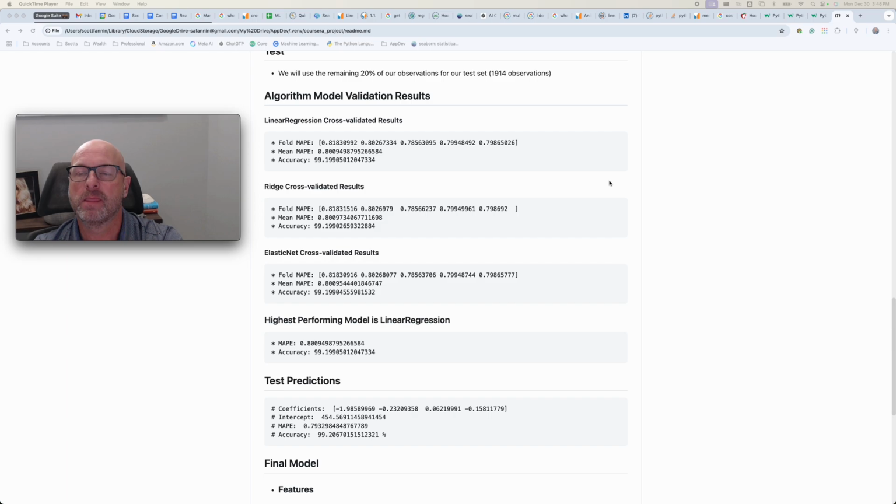training data. And if you look here at the results, the linear regression results were a MAPE of 0.8009498 with an accuracy of 99.19905. I kept all the decimals because, as you can see, if we move on to the ridge cross-validated results, it's very close with a very close MAPE and accuracy. And this is the same thing I found when I ran it on ElasticNet cross-validated results.